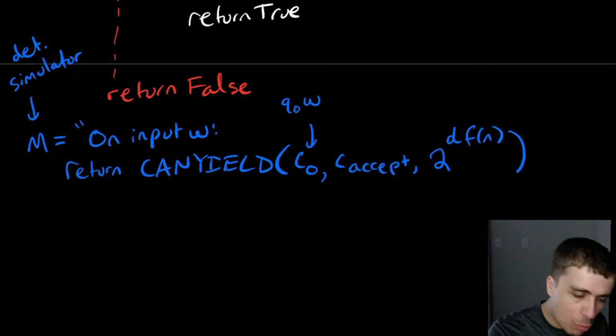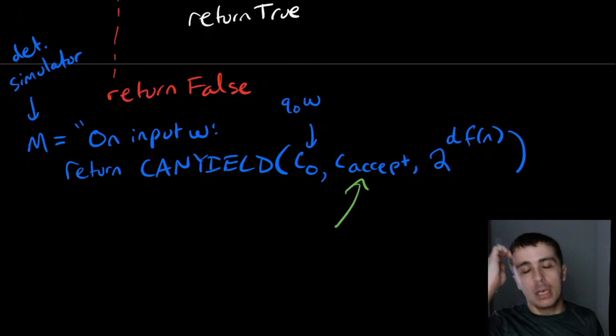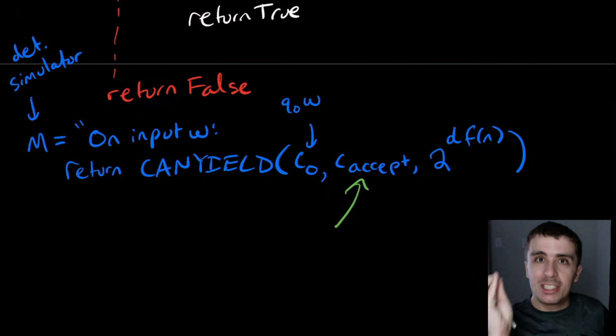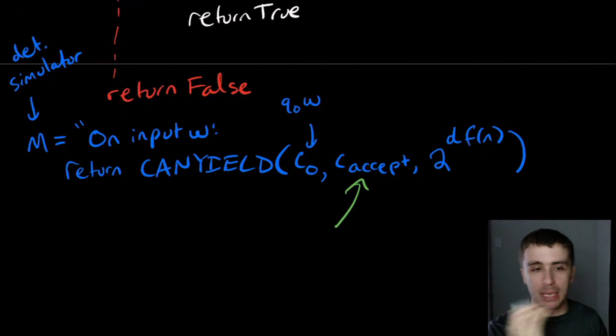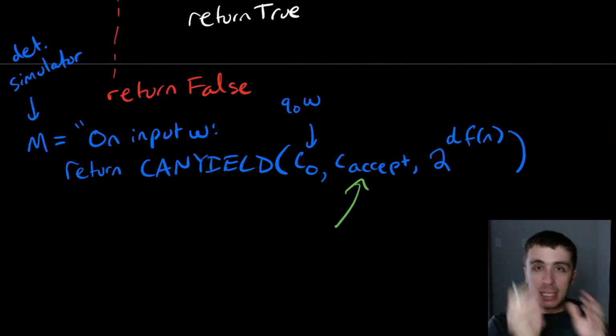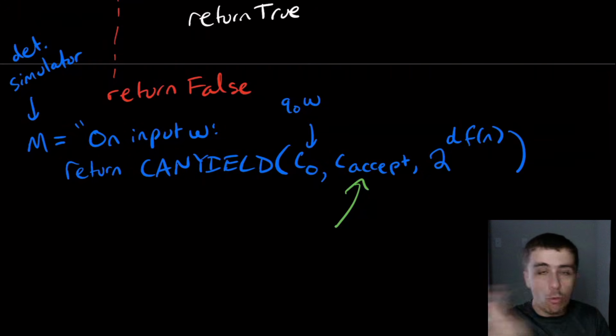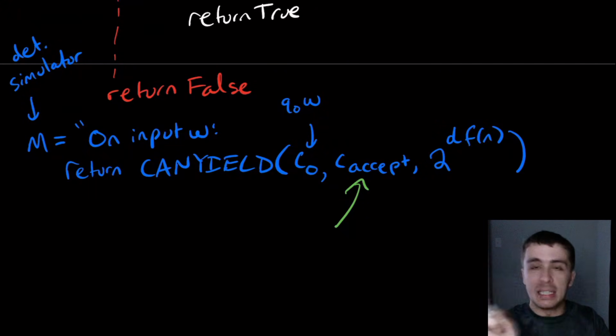So the only wrinkle in this, or actually there are two wrinkles. So C accept. There's always one starting configuration, but there could be many possible accepting configurations, right? Because the accept state could be anywhere in the result, right? So in the final configuration, the accept state could be pointing anywhere in the f of n cells.